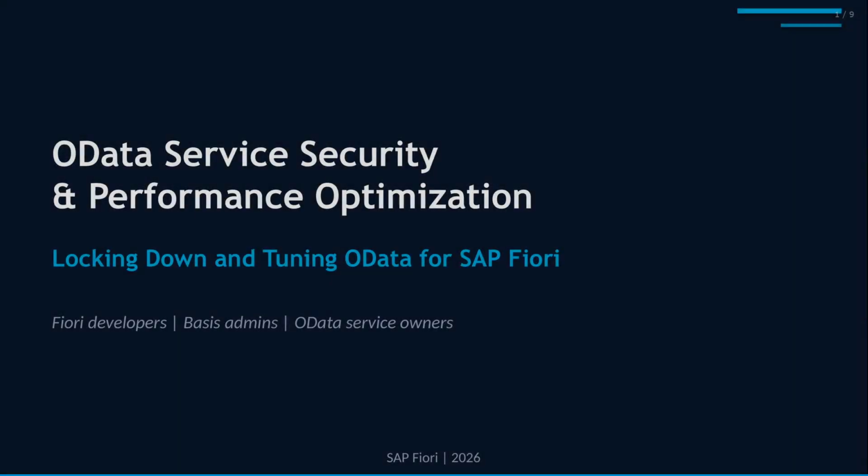Every Fiori app you launch starts with an OData call. That single request passes through the Internet Communication Framework, hits the SAP gateway, executes a data provider class or core data services view, and returns JSON to the browser. If any link in that chain is misconfigured, you get one of two outcomes: a vulnerability that exposes data to unauthorized users, or a problem that leaves your users staring at a spinner.